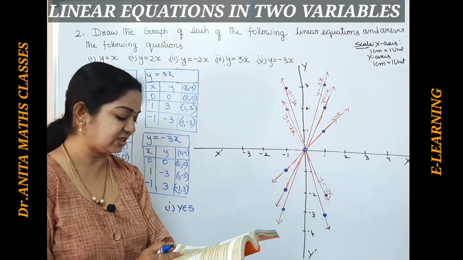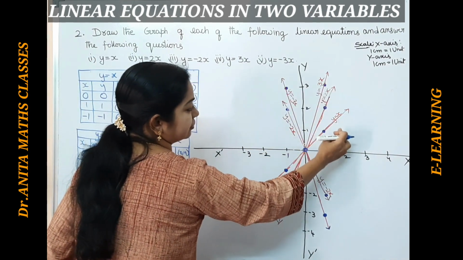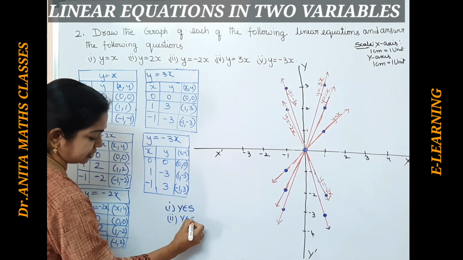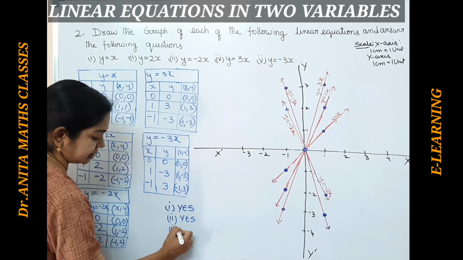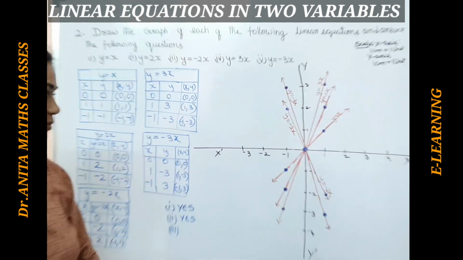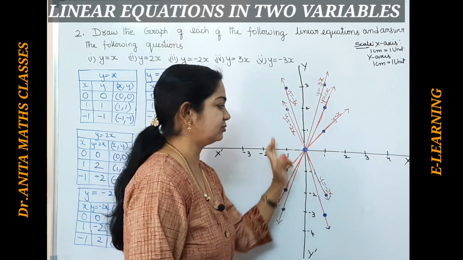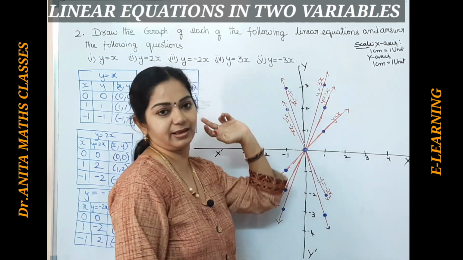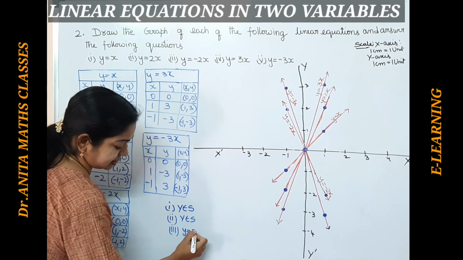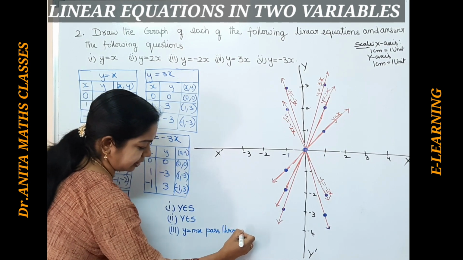Now the second question is, are all the graphs passing through the origin? Yes. You can see clearly they are all passing through the origin. The second solution is also yes. Now the third one is, what can you conclude about these graphs? Now seeing these graphs, we can conclude that they are all passing through the origin and they are of the form y is equal to mx. That means we can conclude that the graphs y is equal to mx pass through the origin.